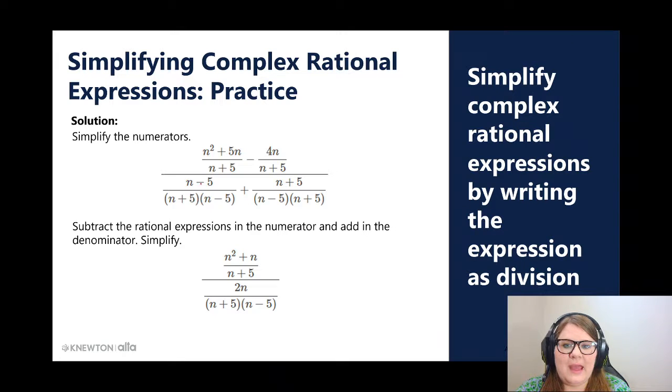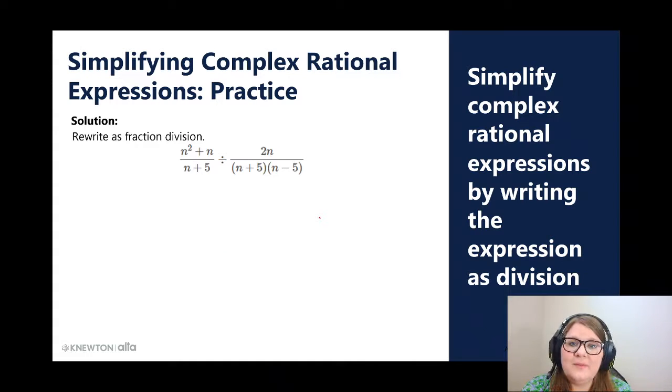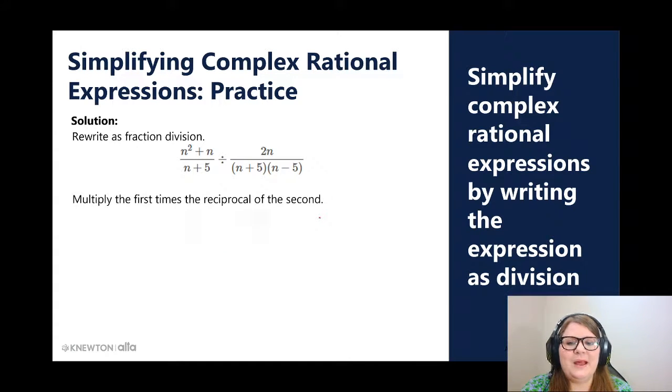In the bottom, we have n minus 5 plus n plus 5. n plus n is 2n, and -5 plus 5 is 0. So now we have a fraction on the top and a fraction on the bottom. Now that it's a single fraction over a single fraction, we can rewrite it as a division problem. We can multiply by the reciprocal: keep, change, flip.